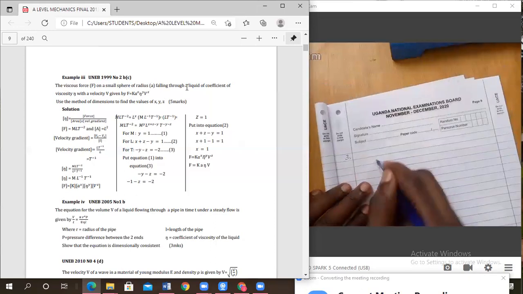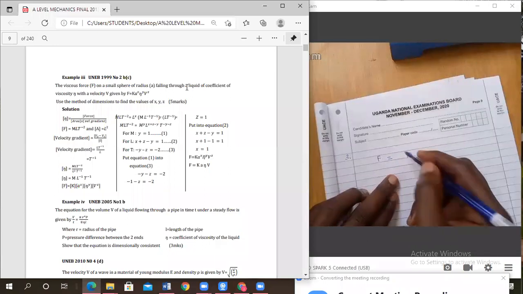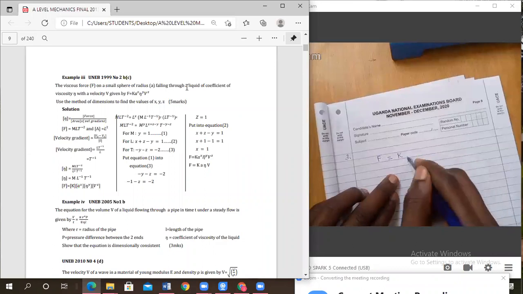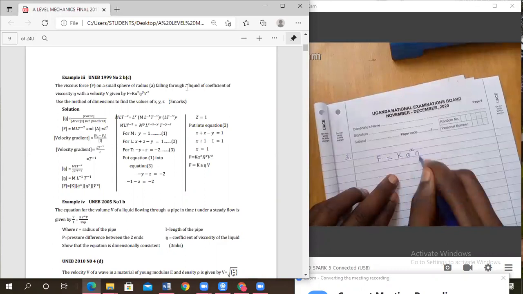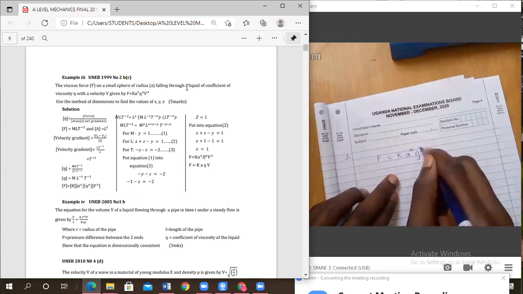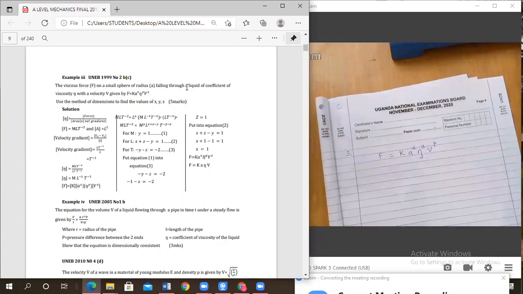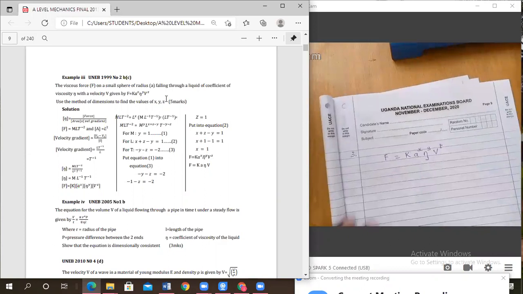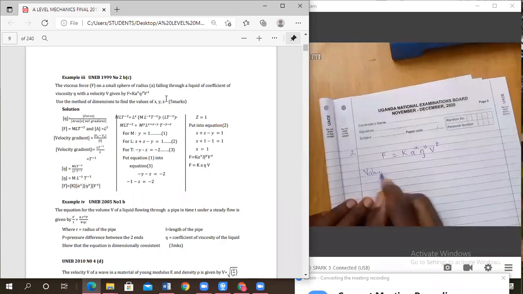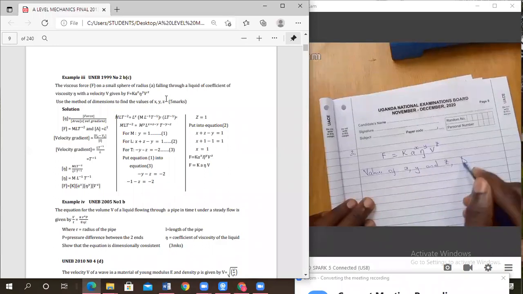So we have F equals k, then A to the power X, η to the power Y, then V to the power Z. Now they're saying use the method of dimensions to find the values of X, Y, and Z. So they want us to find the values of X, Y, and Z, but using dimensions.